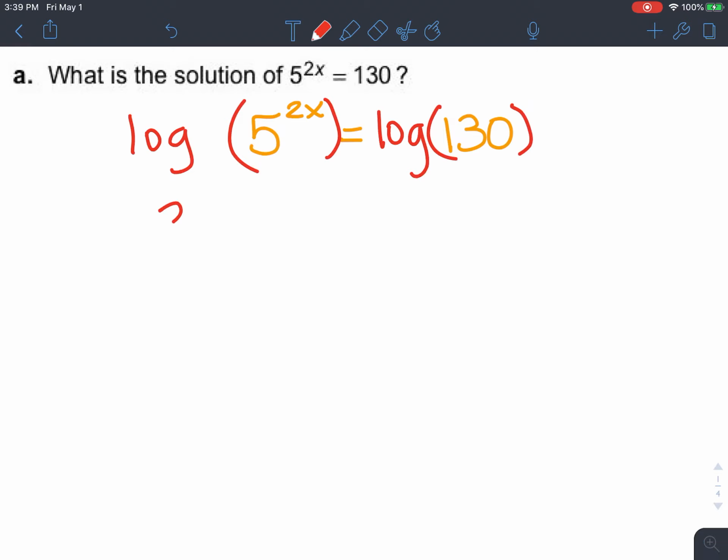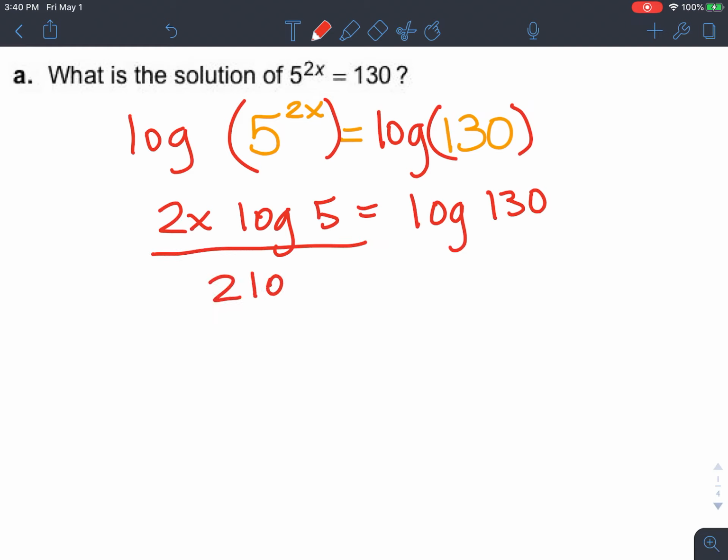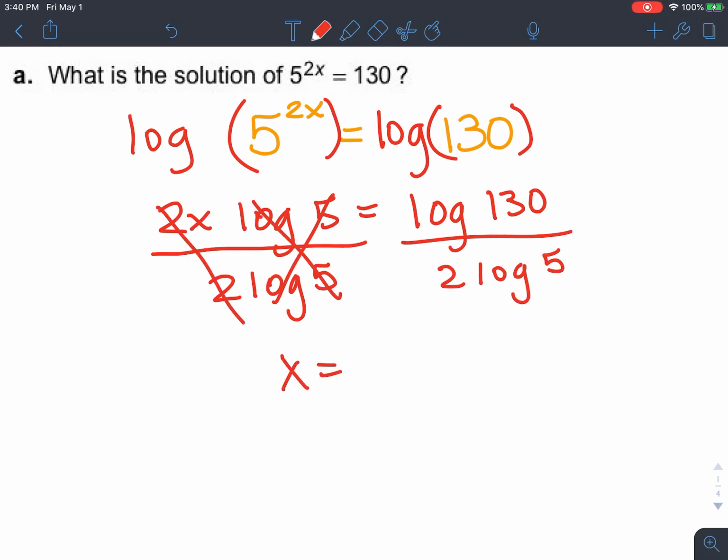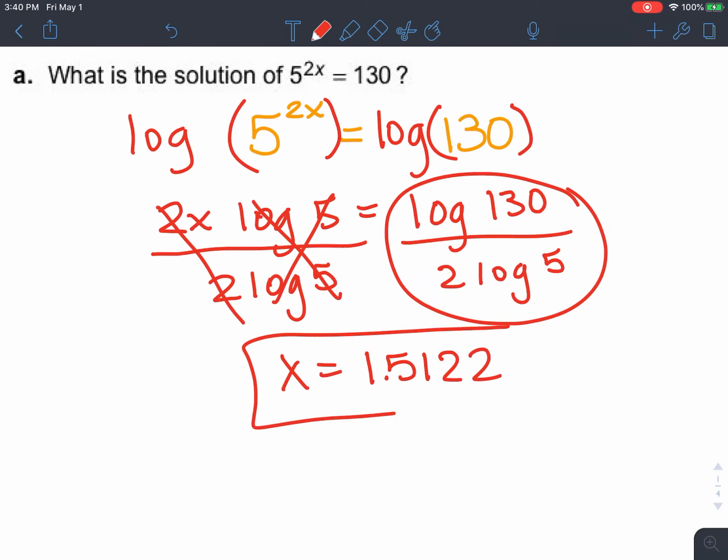So this will become 2x log 5 equals log 130. And I can divide this by 2 log 5. Log 5's cancel, the 2's cancel, and I'm left with x, which equals 1.5122.